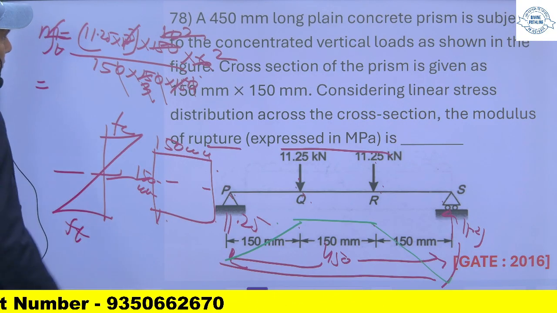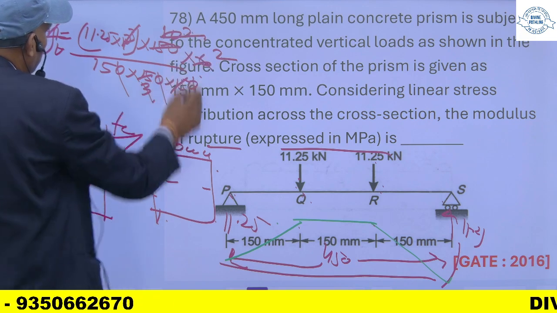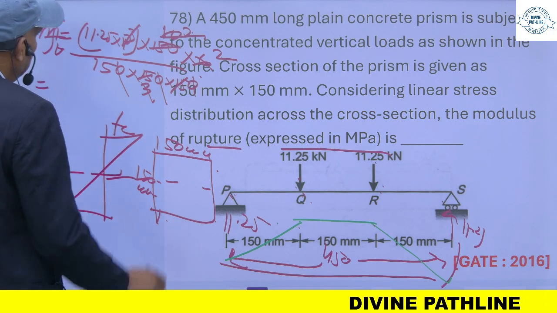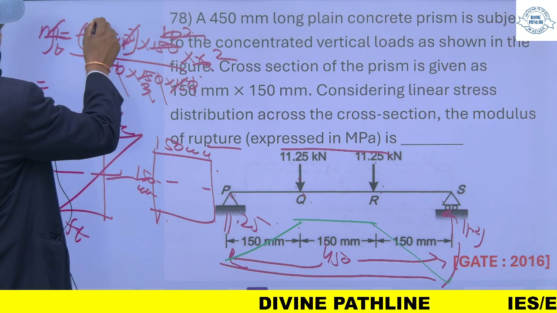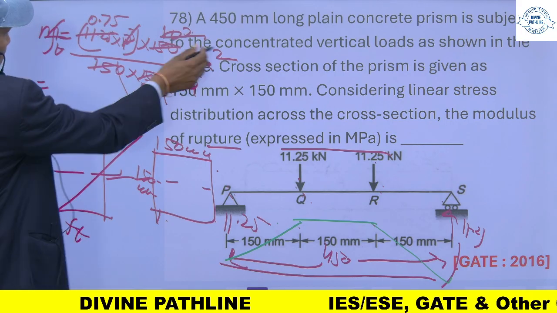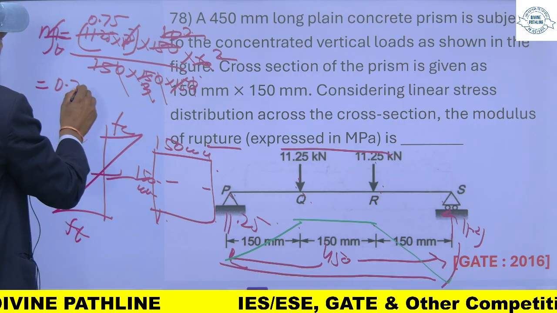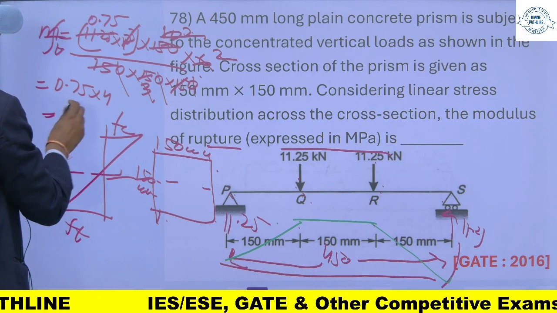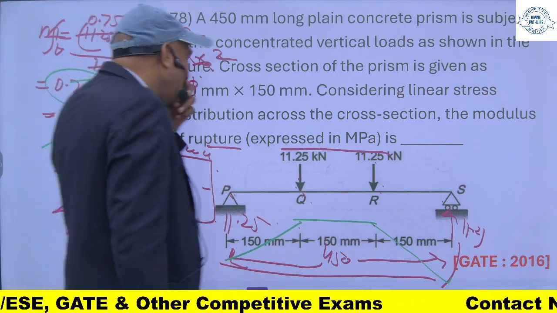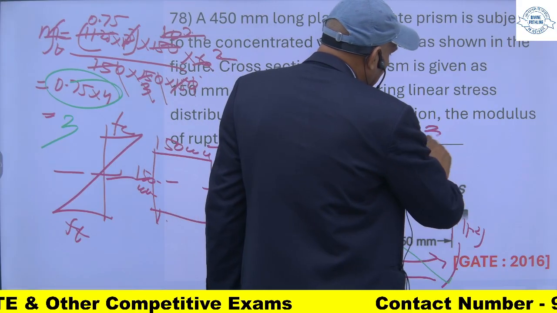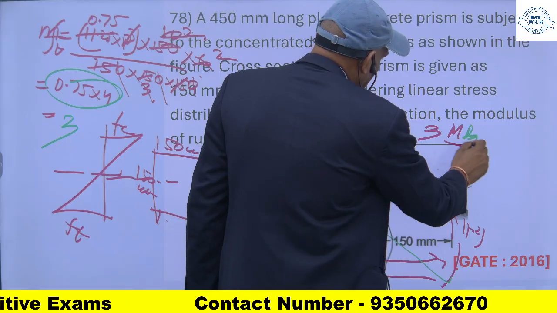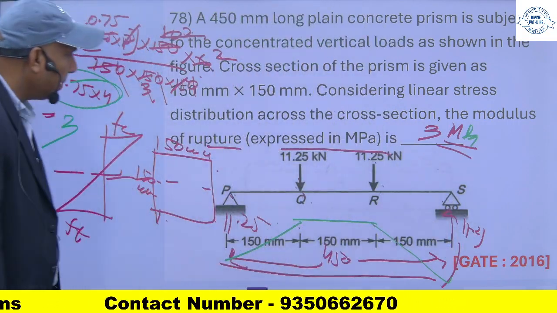So this is 2 into 2, 4. And if you see, this will be 0.75. So 4 into 0.75 into 4, this will be equal to 3. So this will be 3 megapascal. The answer you will get.